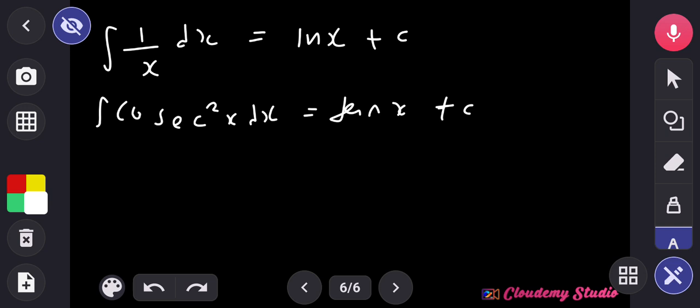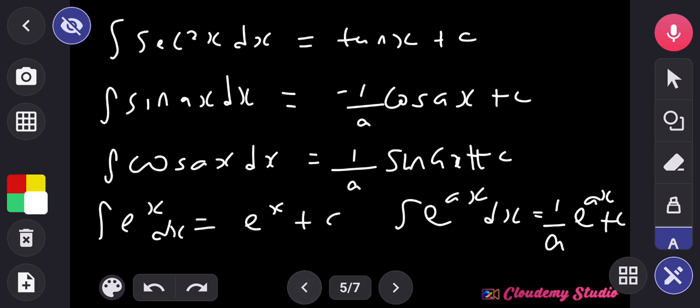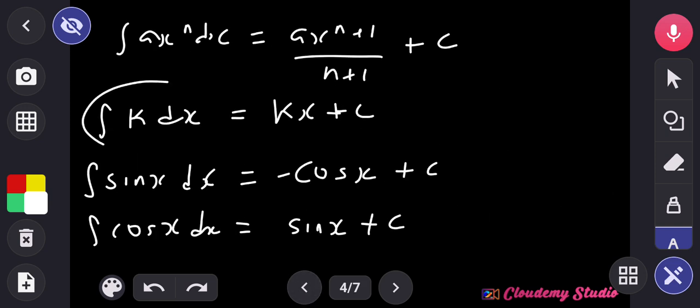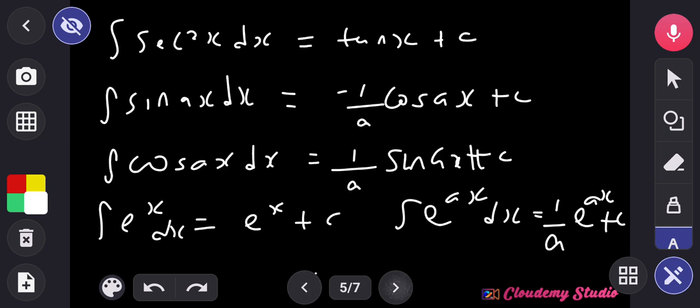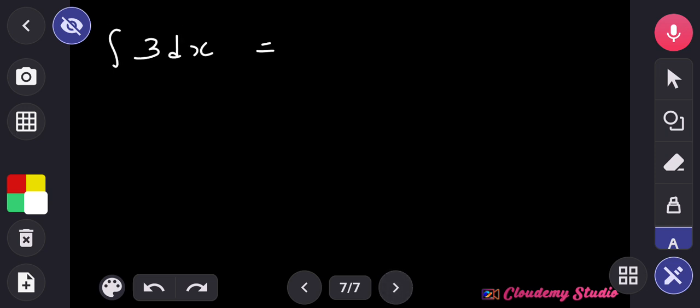Now, let us take our first example. Let us say that we have something like integrate 3 dx. That will be equal to what? According to standard integral, the integral of k dx equals kx plus c, which means the integral of 3 dx equals 3x plus c. You understand? That's our answer.